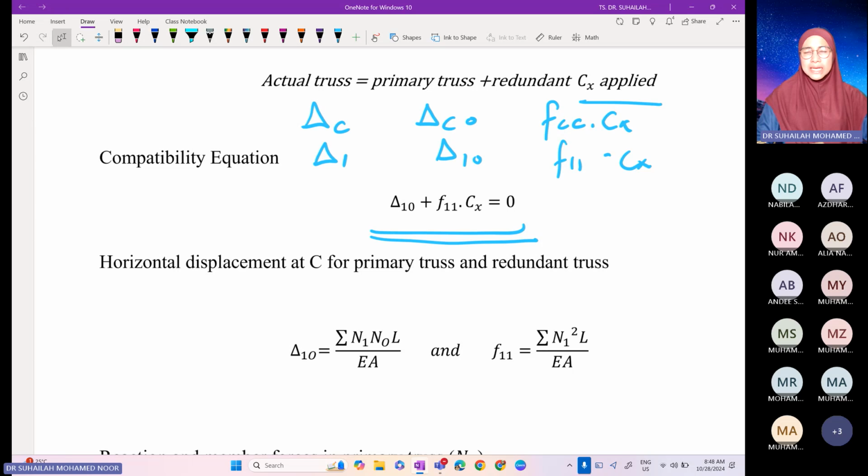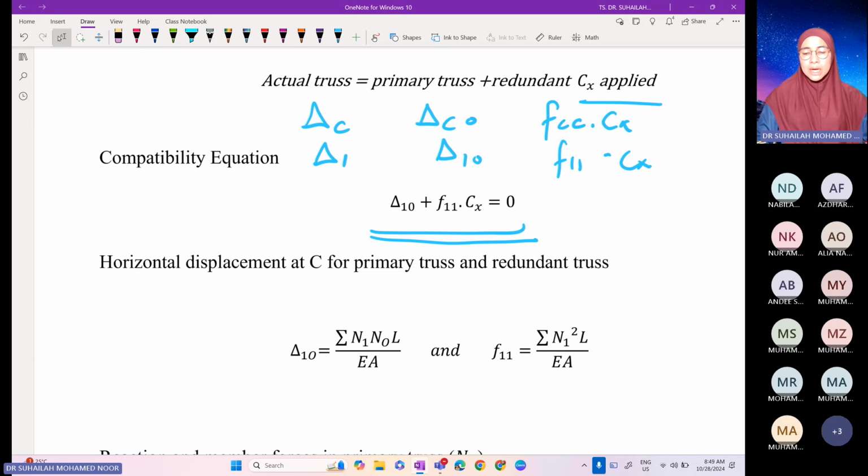And of course, in the actual system, delta C or delta 1 is equal to 0. So we write the compatibility equation, delta 1 naught plus F11 times CX is equal to 0. So inside this equation, there are two displacements, delta 1 naught and F11. So we know that delta 1 naught belongs to primary thrust. We identify from the symbol, the notation that we use. Naught is for the primary thrust.